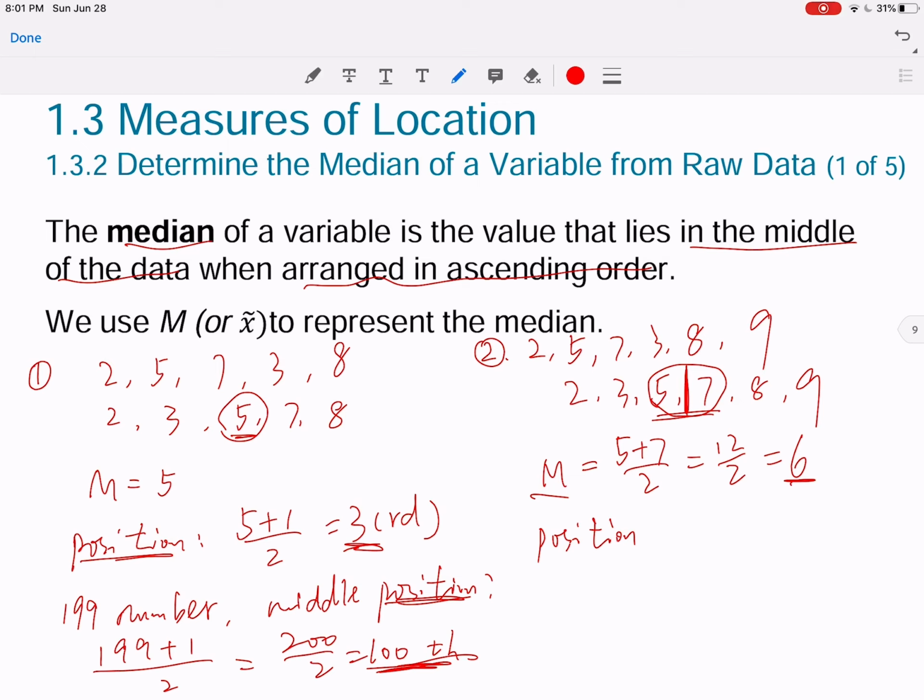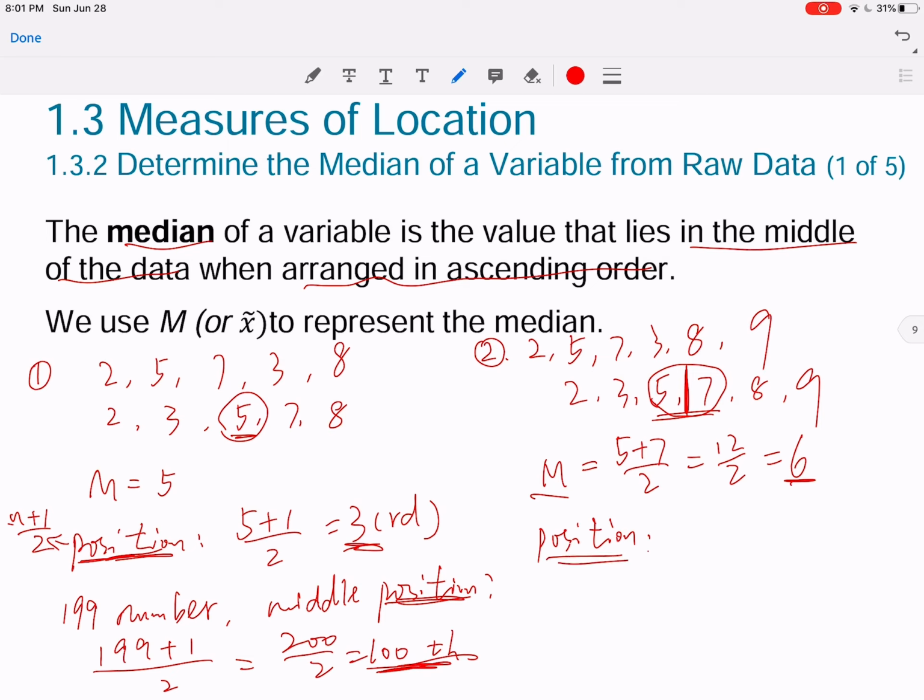In general, for the odd case, the position is going to be (n + 1) / 2. The n is the sample size. So in this case, the n is 5, so (5 + 1) / 2. So that's a general form, actually, and we're going to see a little more detail about this later.